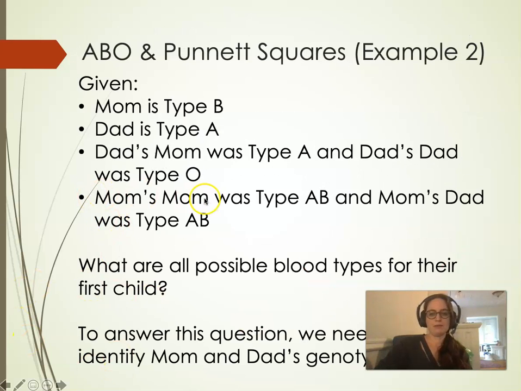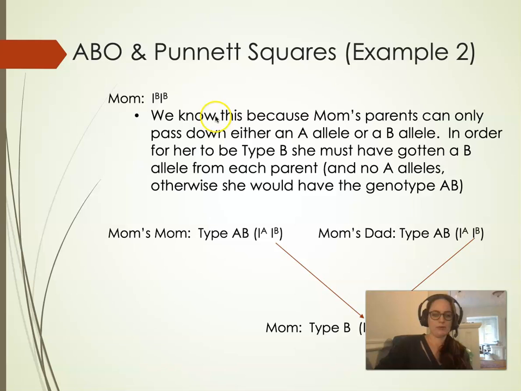Likewise for mom. Mom's mom was type AB, and mom's dad was type AB, and she is type B. For me, I've got enough experience that I can intuit exactly what happened there. In order for mom to become type B, she had to have inherited the B from both parents. There's no recessive to inherit when they're both type AB. But again, if you're still working that out, then do this Punnett square and then circle all of the ones that could have become mom, right?